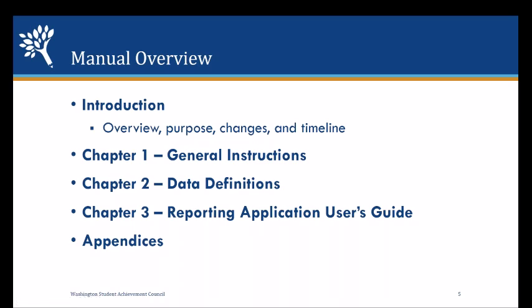So we're going to start the overview of the manual, and it basically has 5 pieces. We've got the introduction, which is the overview, purpose, changes, and the timeline that we just talked about. Chapter 1 is the general instructions. Chapter 2, data definitions. And this is important to those of you who may be newer to the process. These definitions can help you think about what it is we need you to give us. And Chapter 3 is Reporting Application User's Guide. And the last piece are the appendices.